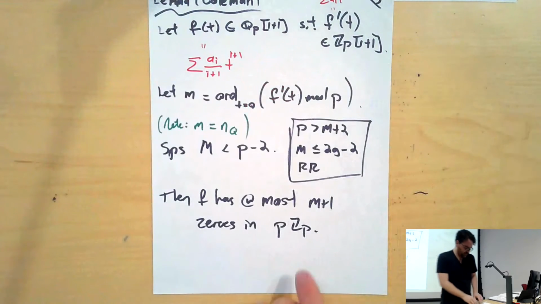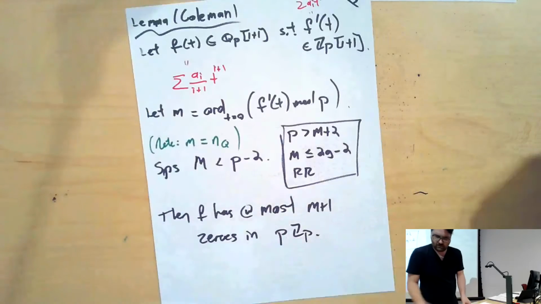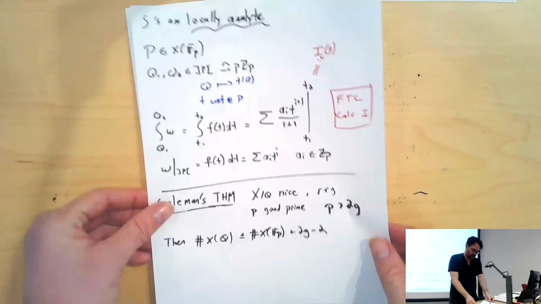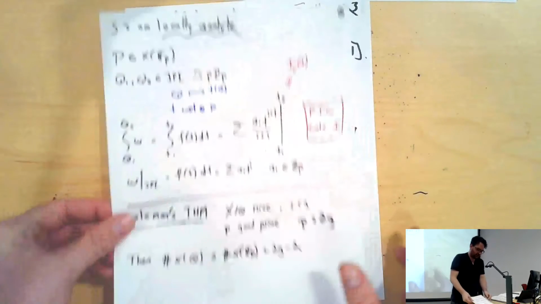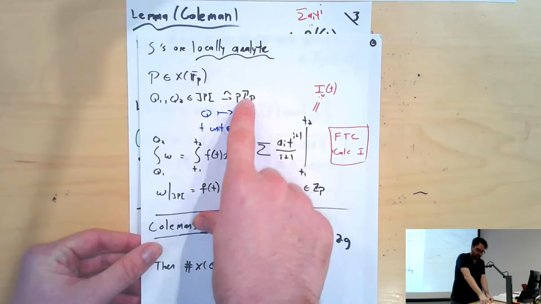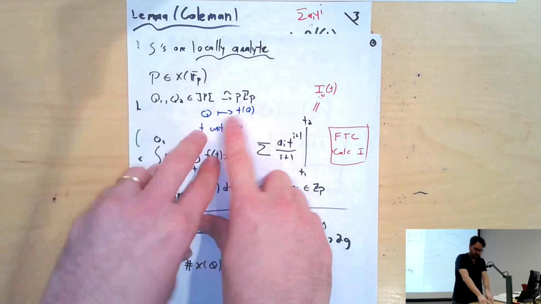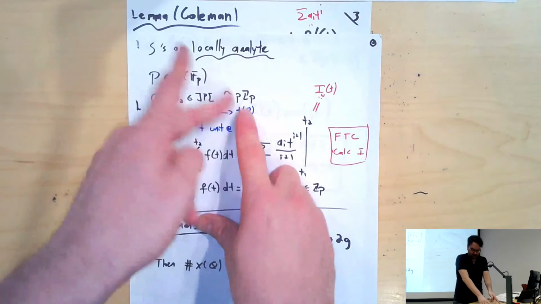And a comment, really crucial, is that we're only looking at zeros in pZp. That's because, back to our locally analytic slide, this isomorphism really is with pZp. For this uniformizer, if you have some q which reduces to p, it's going to be congruent to 0 mod p.